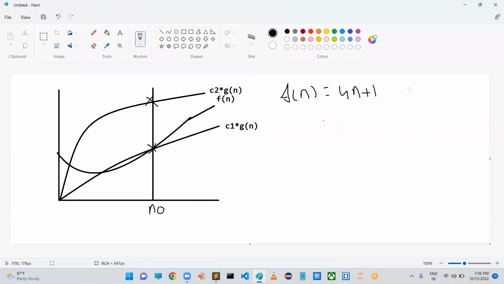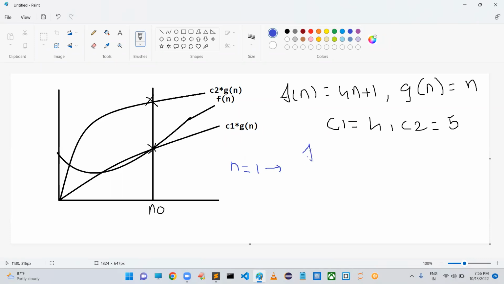So g of n is equal to n, but I am going to represent the C1 value as 4 and the C2 value as 5. That will be fine. Now you can check. Now I am taking n is equal to 1. First I will check C2 into g of n, then f of n, and then C1 into g of n, because f of n lies between these two.